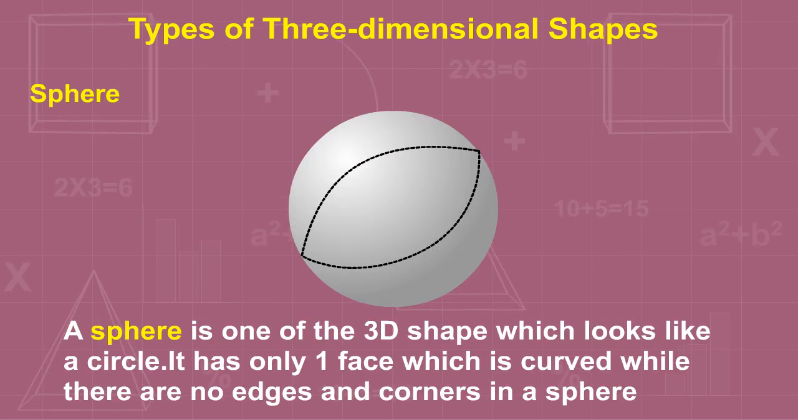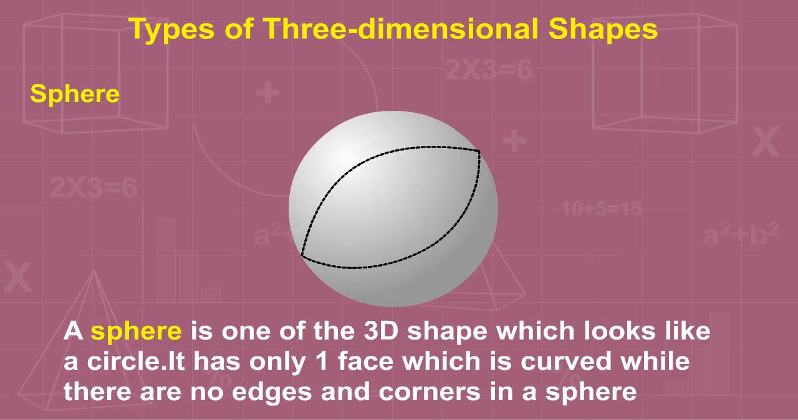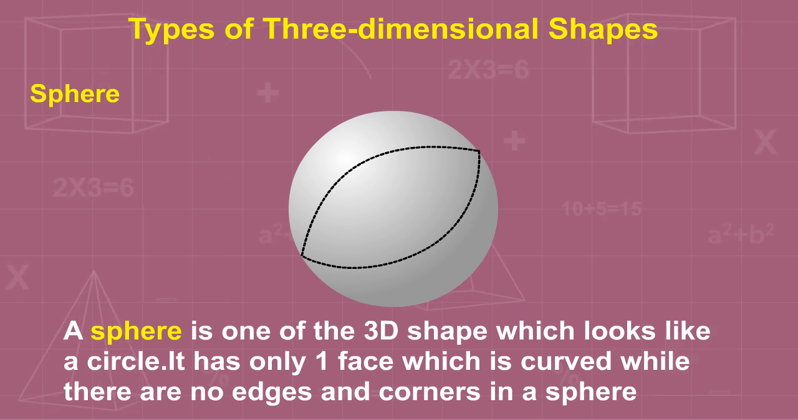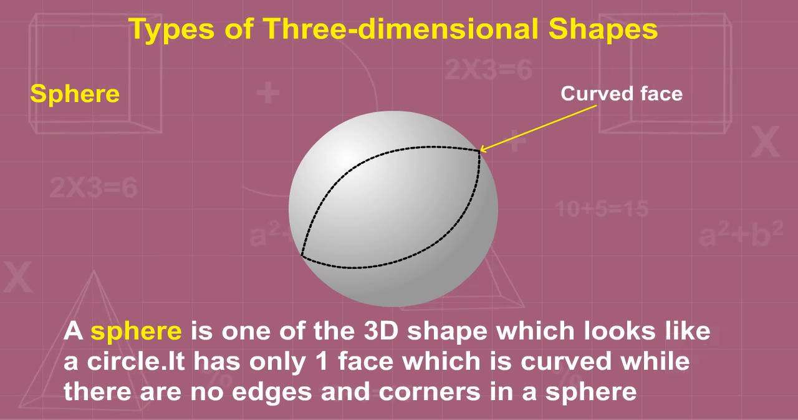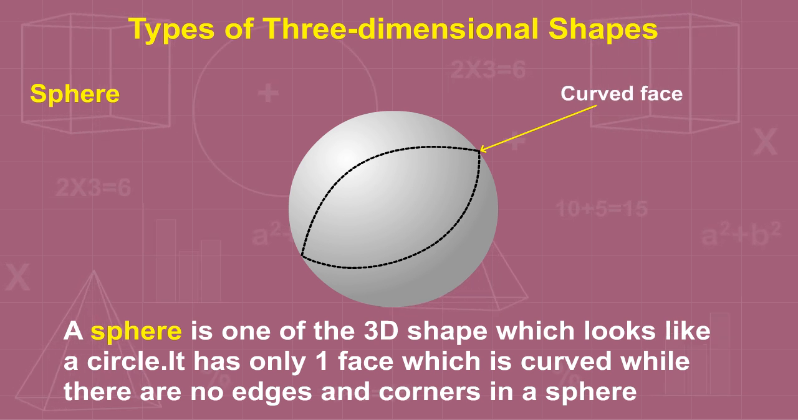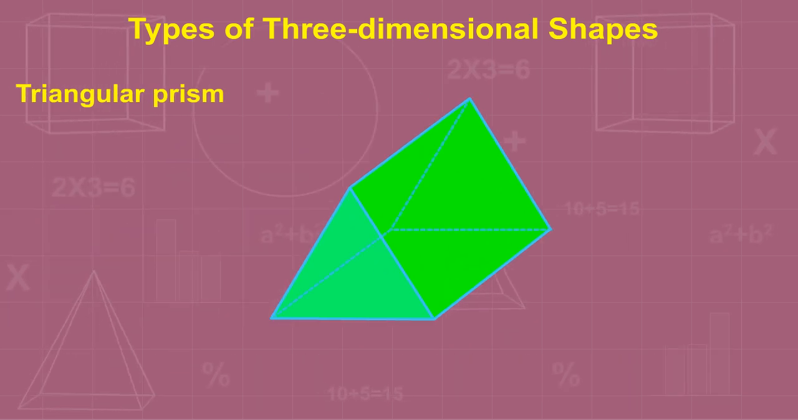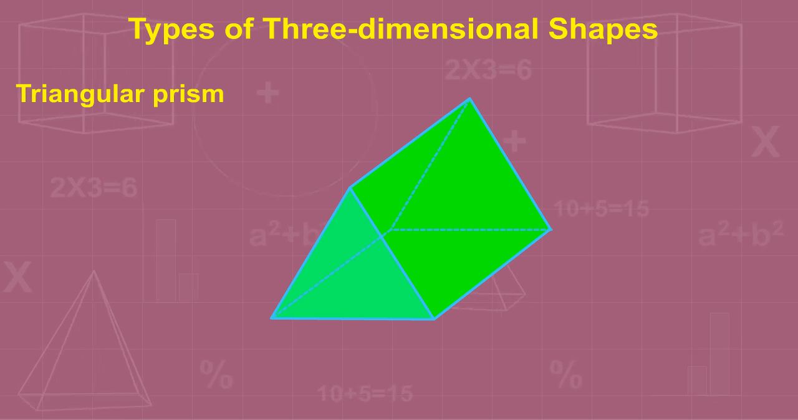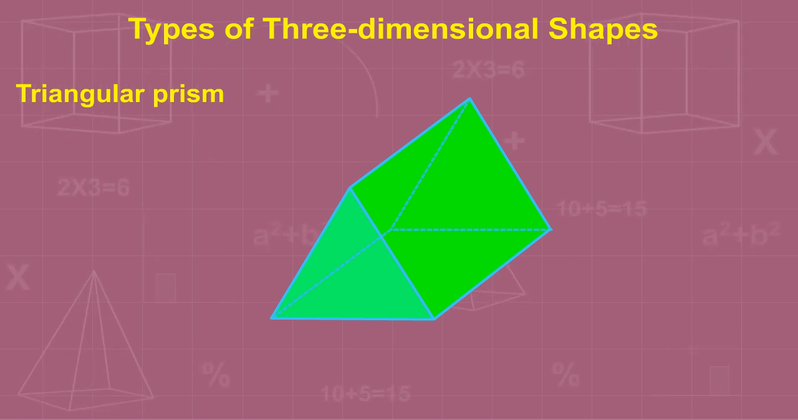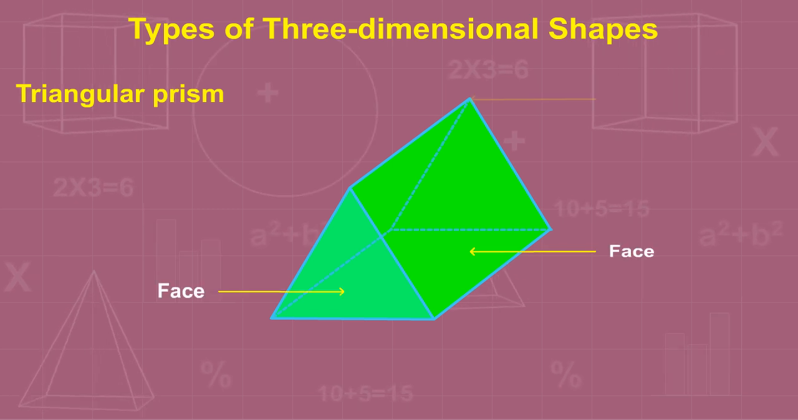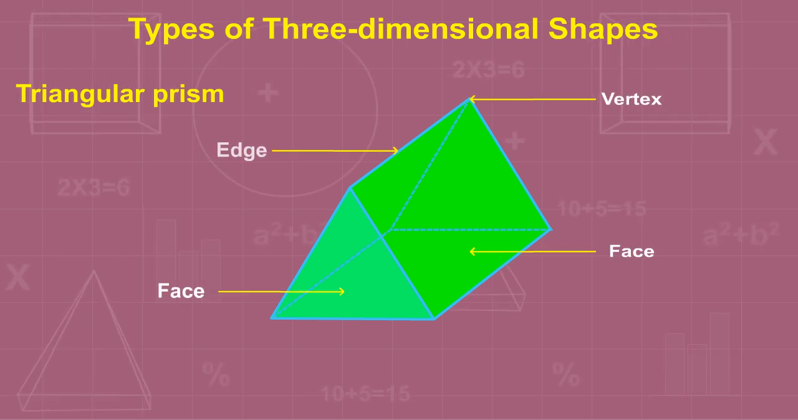Sphere. A sphere is one of the 3D shapes which looks like a circle. It has only one face, which is curved, while there are no edges and corners in a sphere. Triangular prism. A triangular prism is a 3-sided prism which is a type of polyhedron made of a triangular base. It has 5 faces, 6 corners and 9 edges.